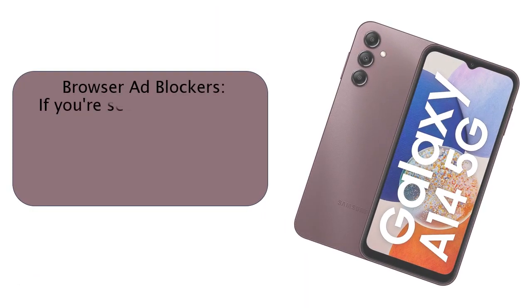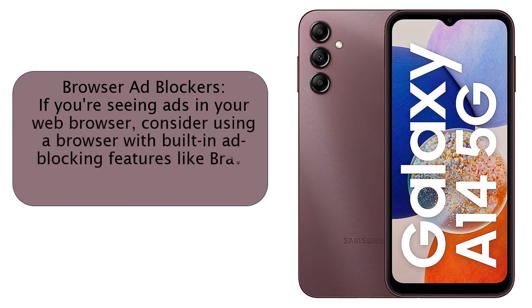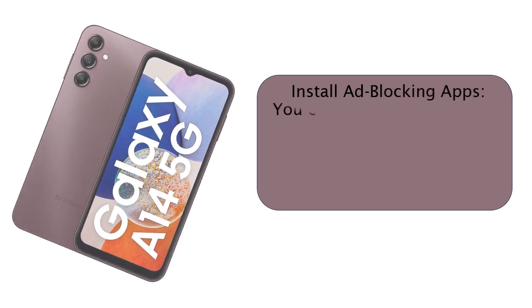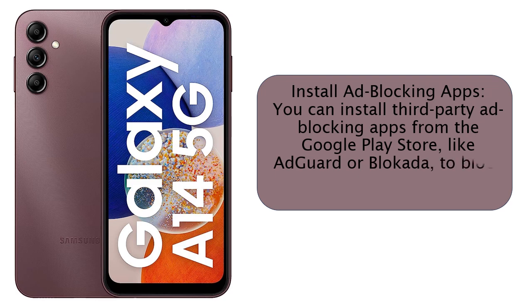Browser ad blockers. If you are seeing ads in your web browser, consider using a browser with built-in ad blocking features like Brave or install ad blocking extensions. Install ad blocking apps. You can install third-party ad blocking apps from the Google Play Store, like AdGuard or Blokada, to block ads across apps and browsers.